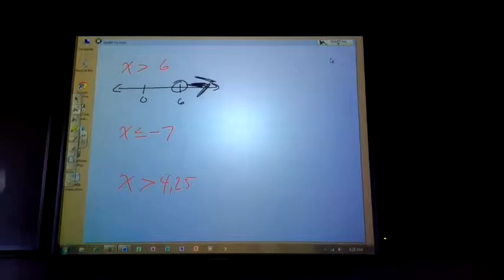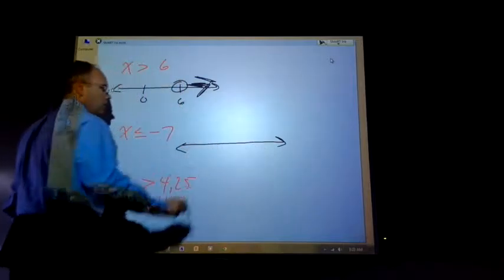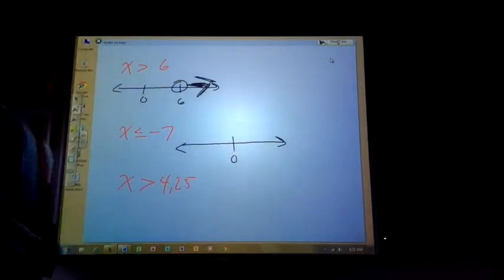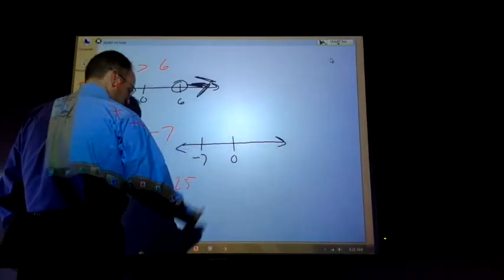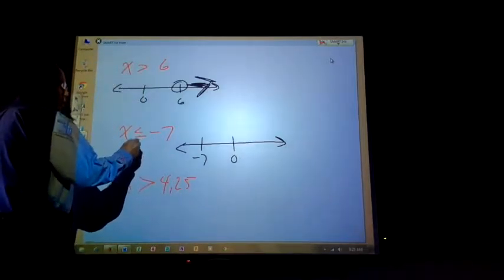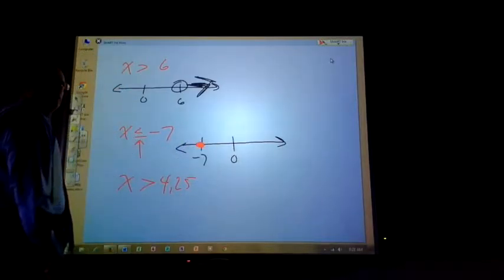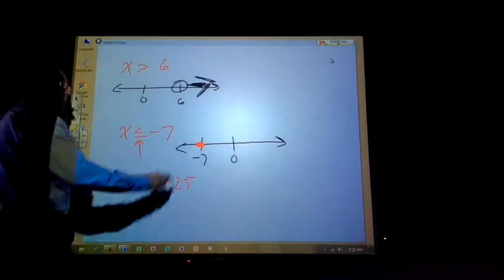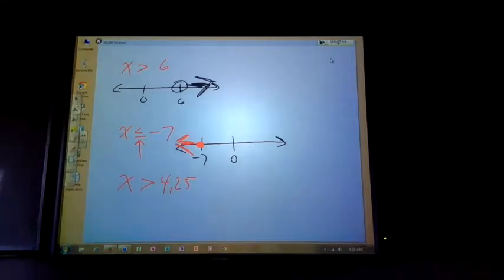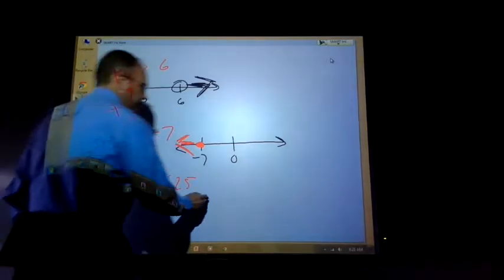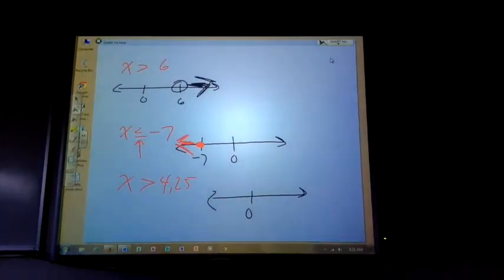Number 7, open dot or closed dot? Closed. Oh, I heard two different ones. First off, if I put the 0 there, where does the negative 7 fall? To the left or to the right of the 0? Left, okay. It's going to be a closed dot because I have that. Am I going to shade smaller numbers or bigger numbers? Smaller? Done. x is greater than 4.25. Let's draw the number line. I got 0. 4.25 to the right or to the left? To the right.